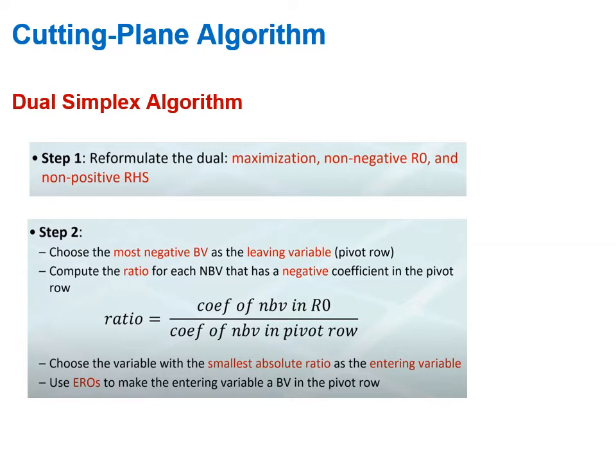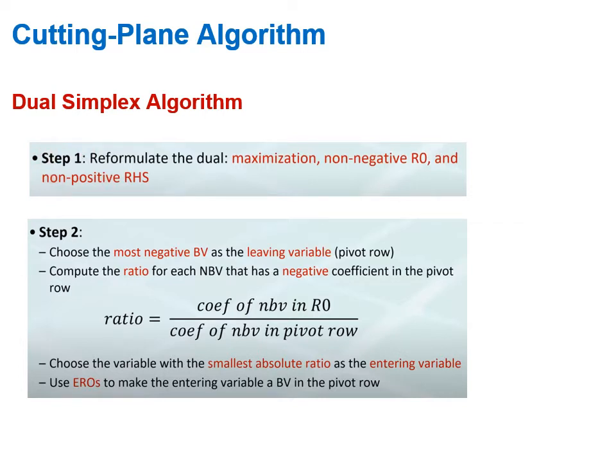But this is done for all positive coefficients in the pivot column. Okay, and then you select the variable with the minimum ratio as the leaving variable. Then you make elementary row operations to find the new tableau. Okay, so these are the steps of the simplex algorithm. Now let's consider the dual simplex algorithm and let's identify the differences.